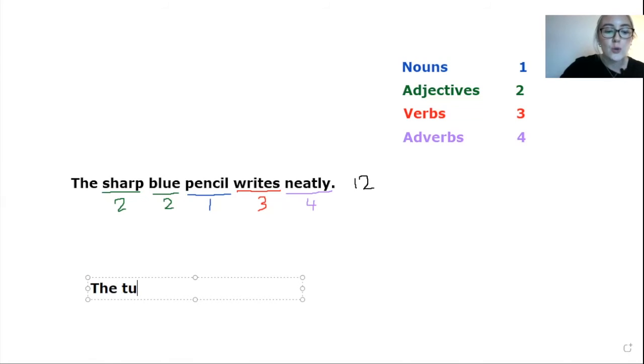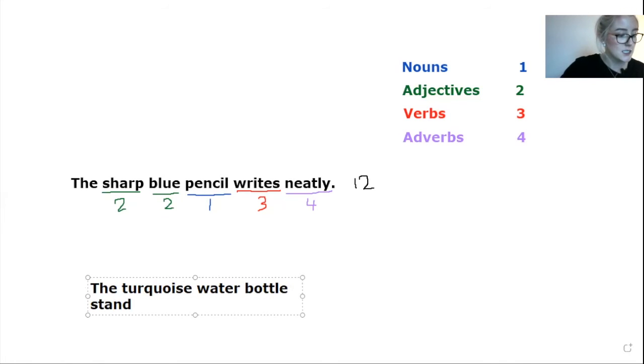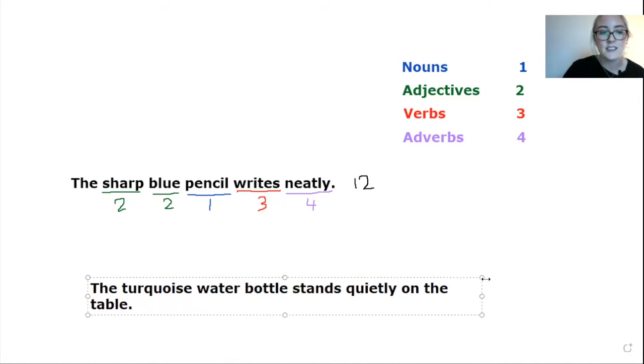The turquoise water bottle stands quietly on the table. Full stop. So that's my second sentence.